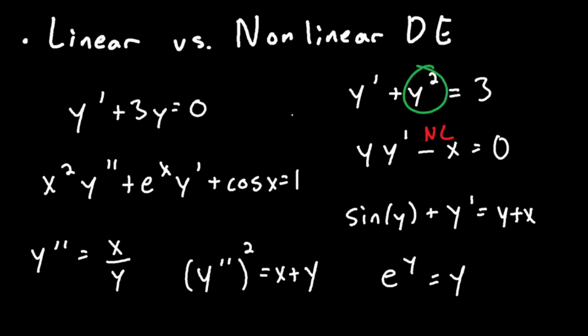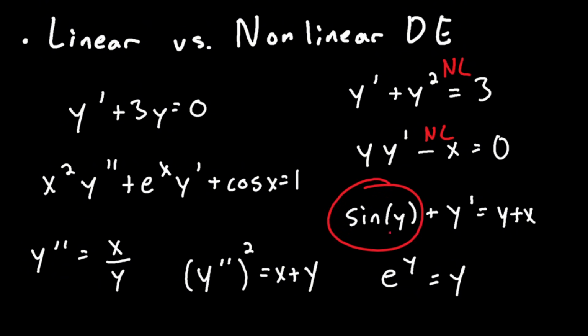So in this case right here, we have a nonlinear differential equation because y is being squared. Since y is being squared, or even if this was being squared as well, this would be nonlinear. If any derivative of y, or even the function y itself, is being squared, cubed, whatever, it is nonlinear.